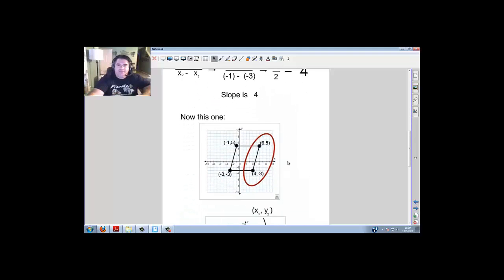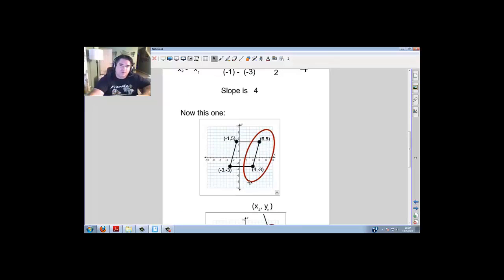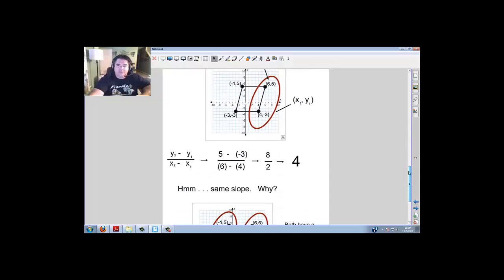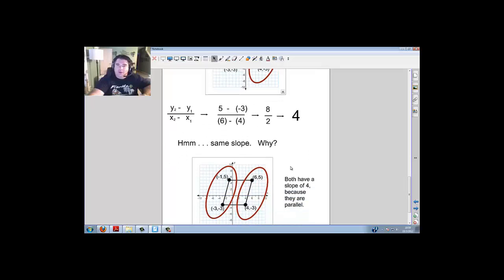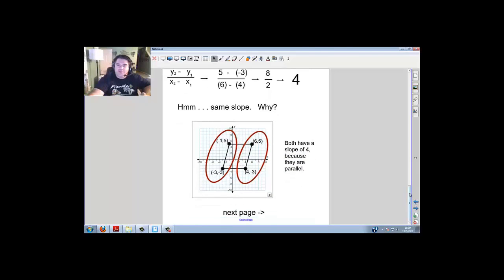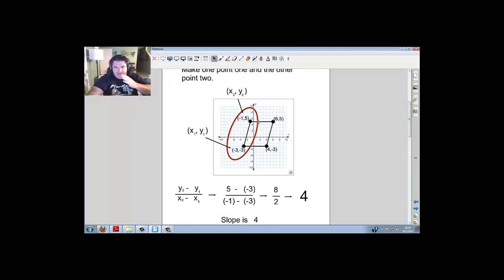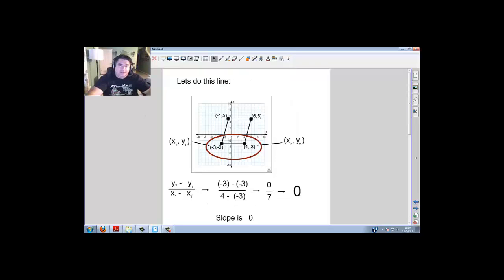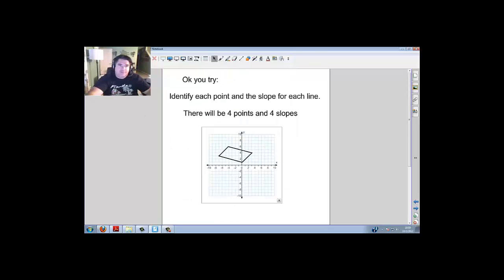Now, this side, I'm going to do the same thing. 5 minus negative 3 over 6 minus 4. And notice here, same deal. 8 over 2, which is 4. So they have the same slope. Why? Because they both have a slope of 4, they're both parallel, which makes sense since this is a parallelogram. There's two sets of parallel lines.